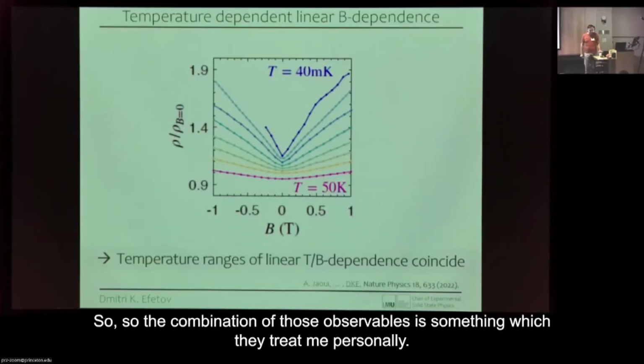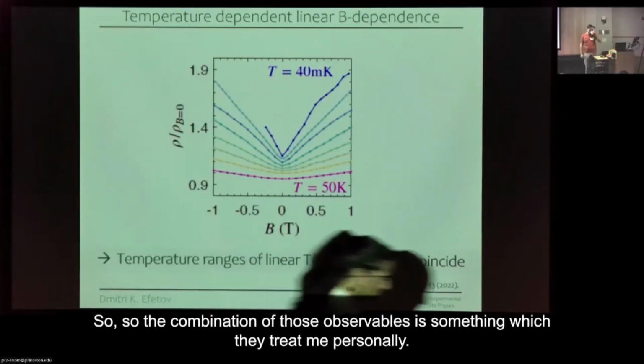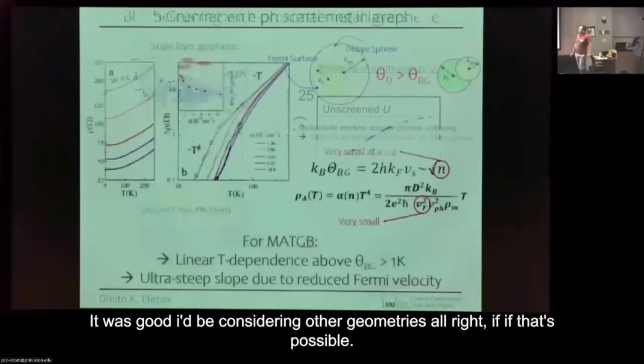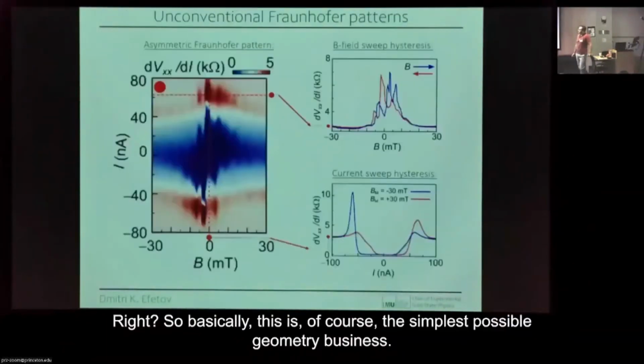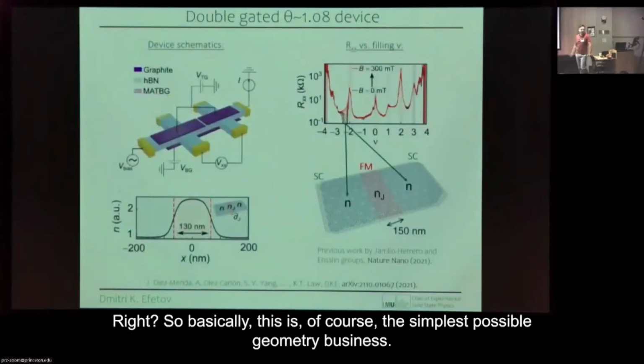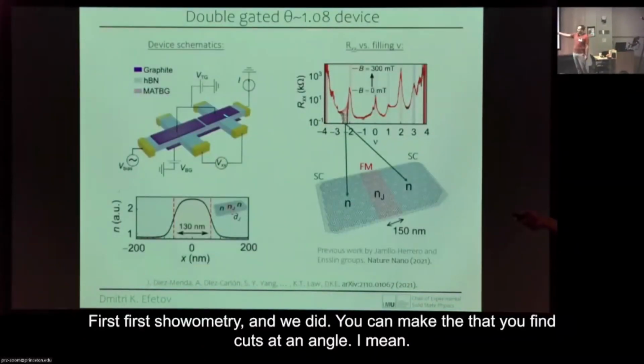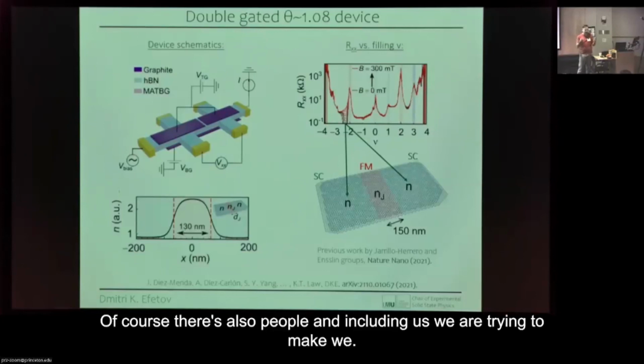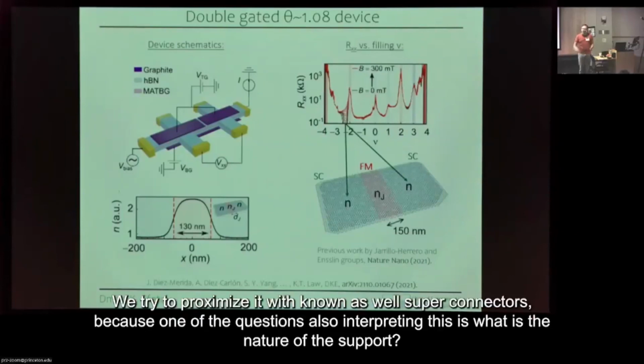I have a question regarding the superconducting junctions, specifically the SCS junctions. Have you considered any other geometries, or is it possible to configure them? Basically, this is of course the simplest possible geometry. It's just the first geometry we did. Of course, you can make these line cuts at an angle. It would also be interesting how this is tied to the crystallographic orientation of the moiré. There are also people, including us, trying to proximitize it with known s-wave superconductors, because one of the questions in interpreting this is what is the nature of the superconducting state. Of course, we don't know that.